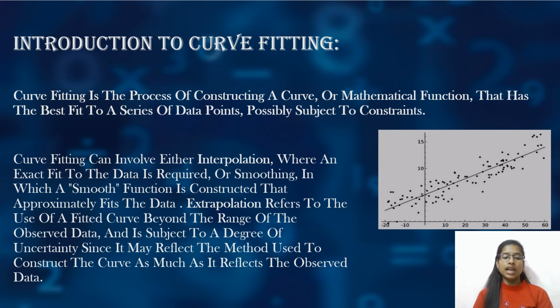In this we'll see how to find an equation for a data set, like assuming what model would be the best one to represent the data. It also includes interpolation and extrapolation. So interpolation means where an exact fit to the data is required. It also includes smooth function, which is required to construct that approximately fits the data.